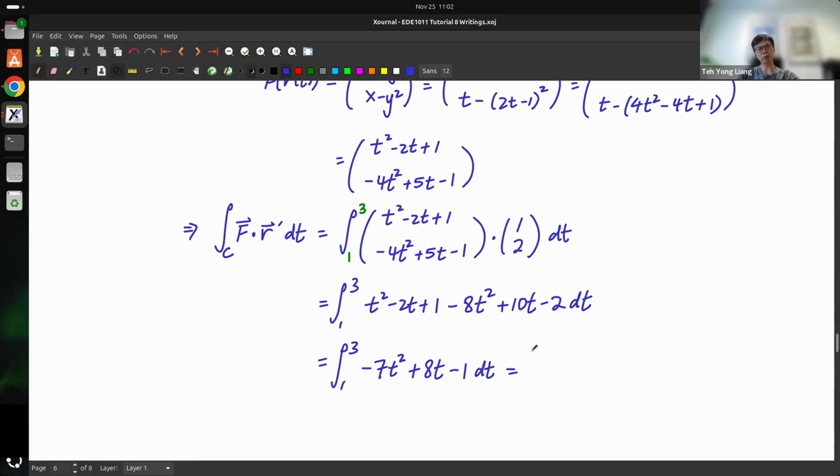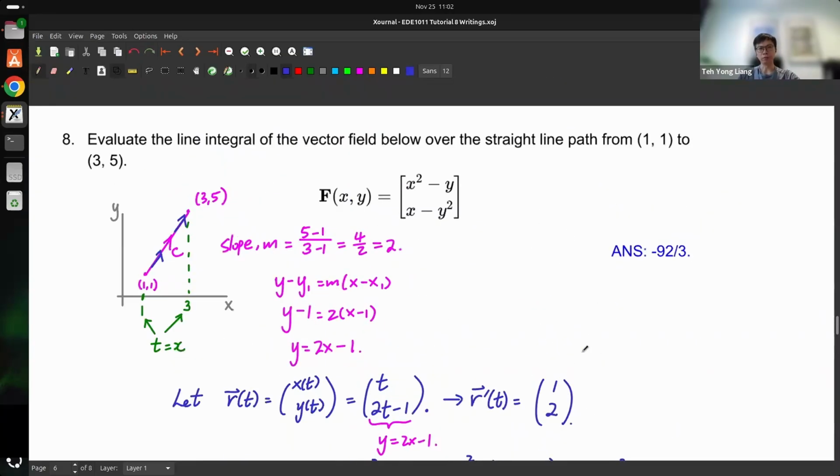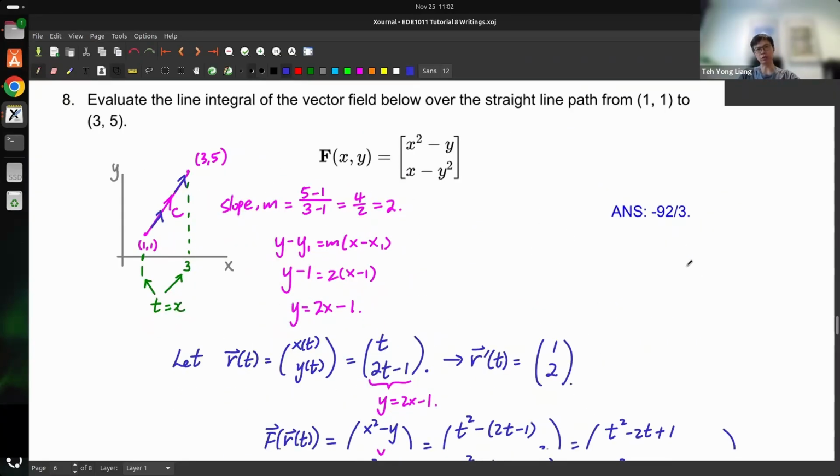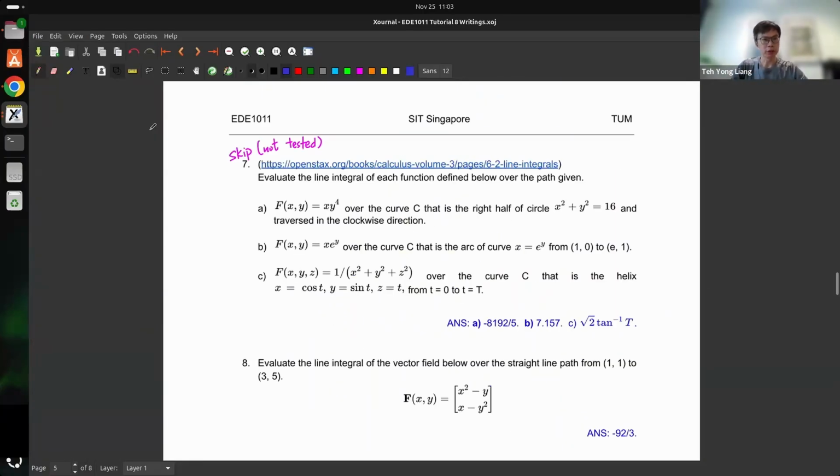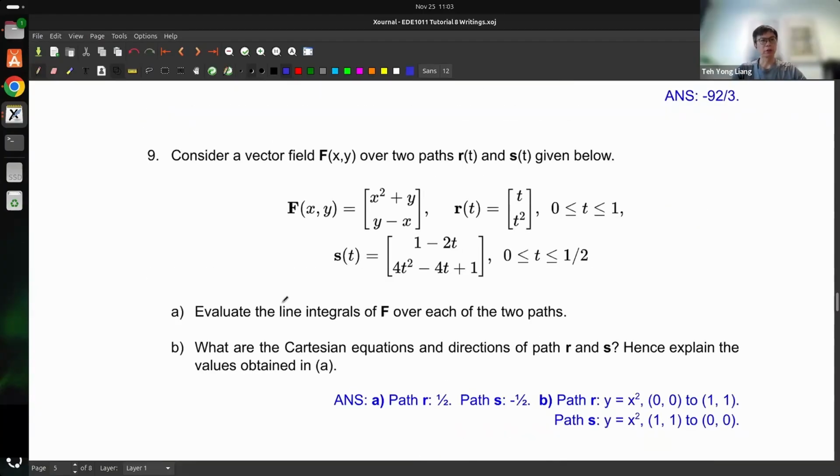If you integrate this, you're just going to get minus 7 over 3 t cubed, then plus 8 over 2, which is 4t squared, then minus t. Then you sub in the limits 1 to 3. If I didn't make any mistake, you should get minus 92 over 3. Any questions on this line integral? Okay, looks good. So that will be question 8. Question 9. Question 9 also involves line integrals, but this one already has the path parameterized for you.